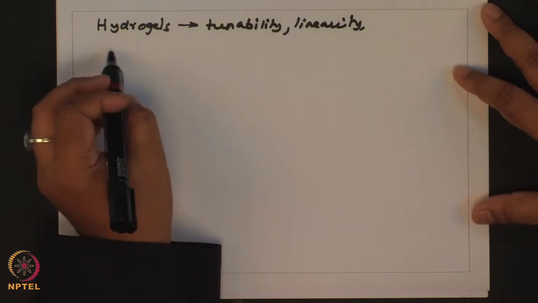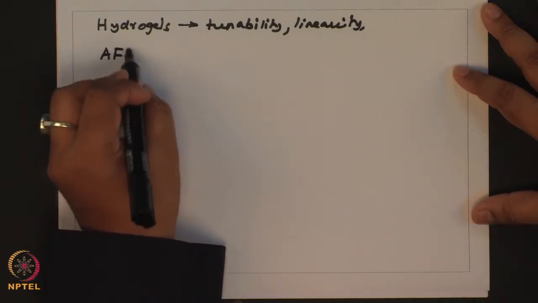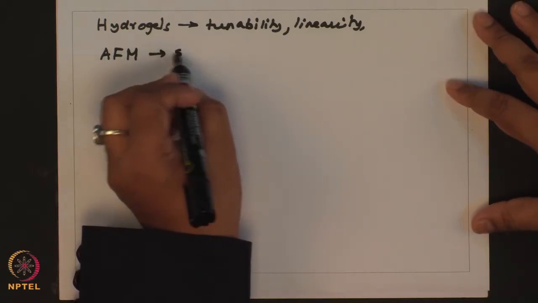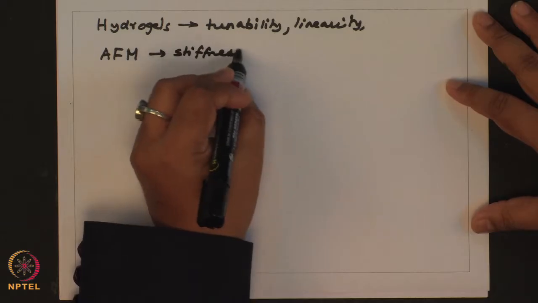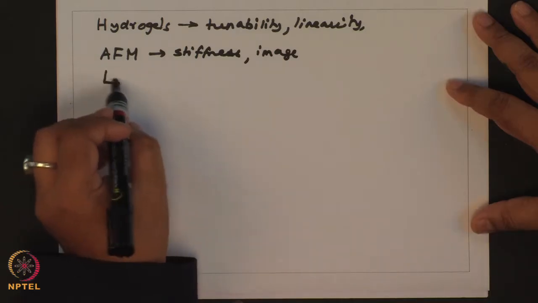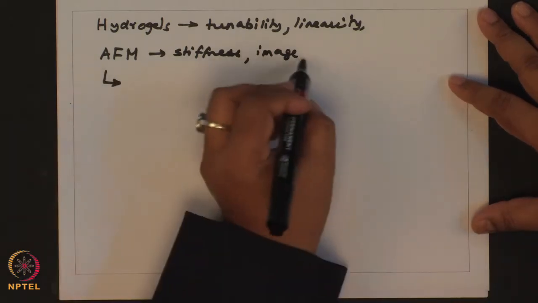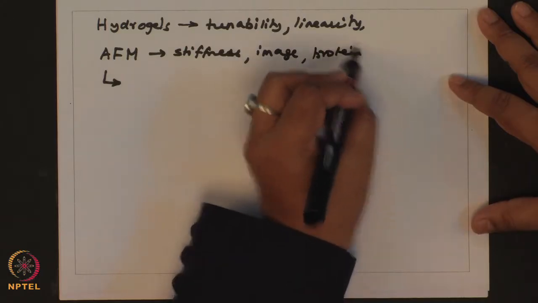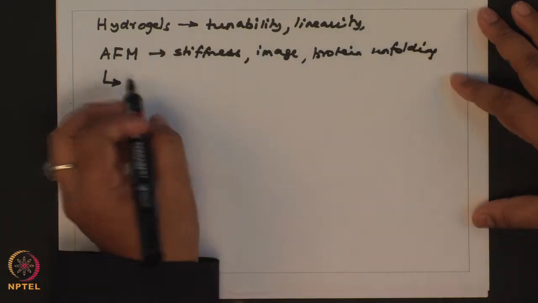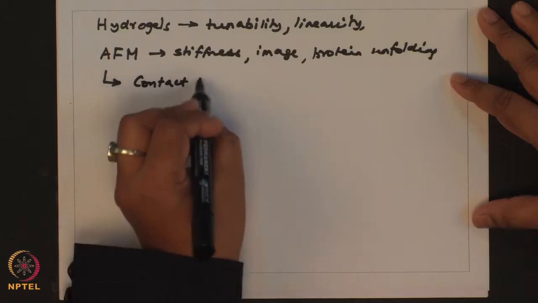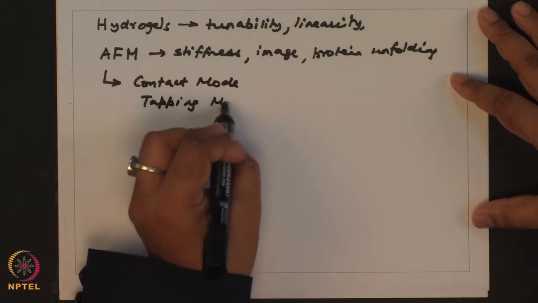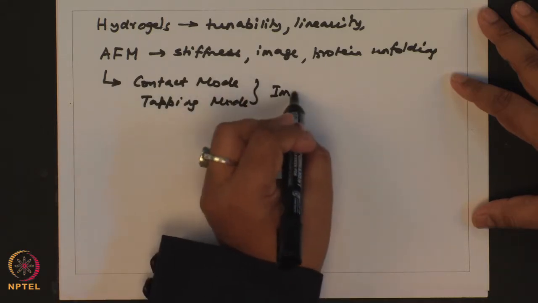After hydrogels, I introduced AFM once more, but this time I introduced how to measure the stiffness of samples with AFM, and also to image. In AFM you could also do protein unfolding. In AFM you could operate in contact mode or tapping mode. These are two imaging modes.